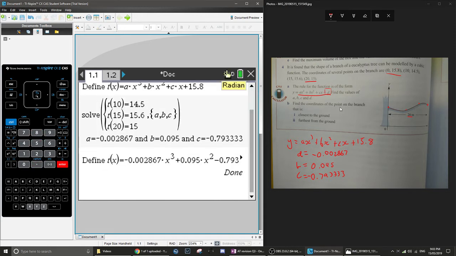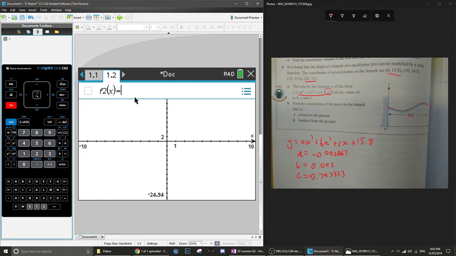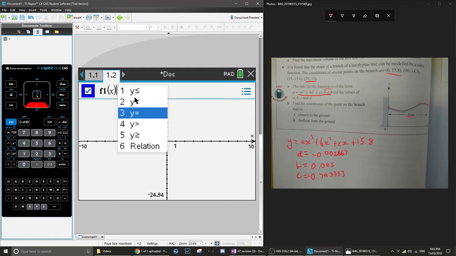Okay, find the coordinates of the point on the branch that is closest to the ground and furthest from the ground. Two ways we can go about this. We can graph it, I'll show you that quickly. Ooh, no. Wait.